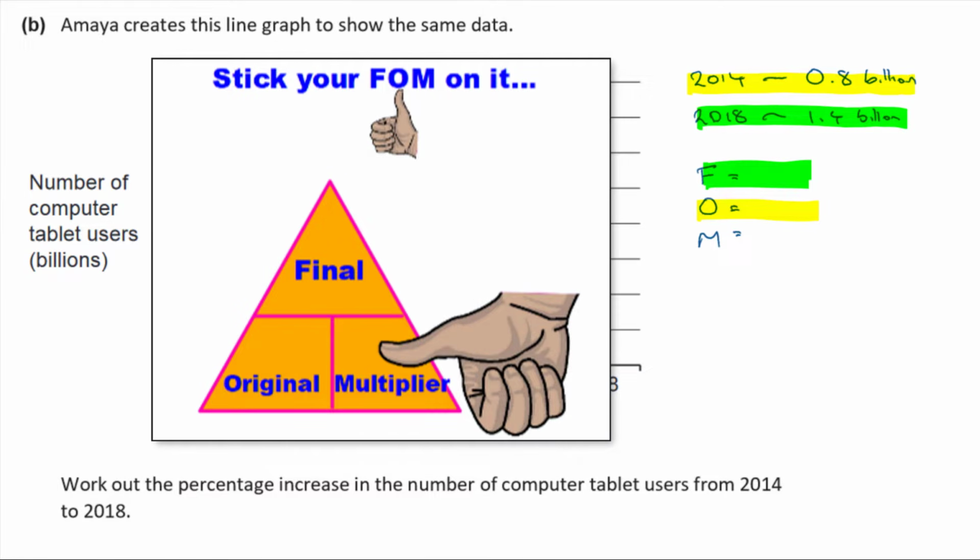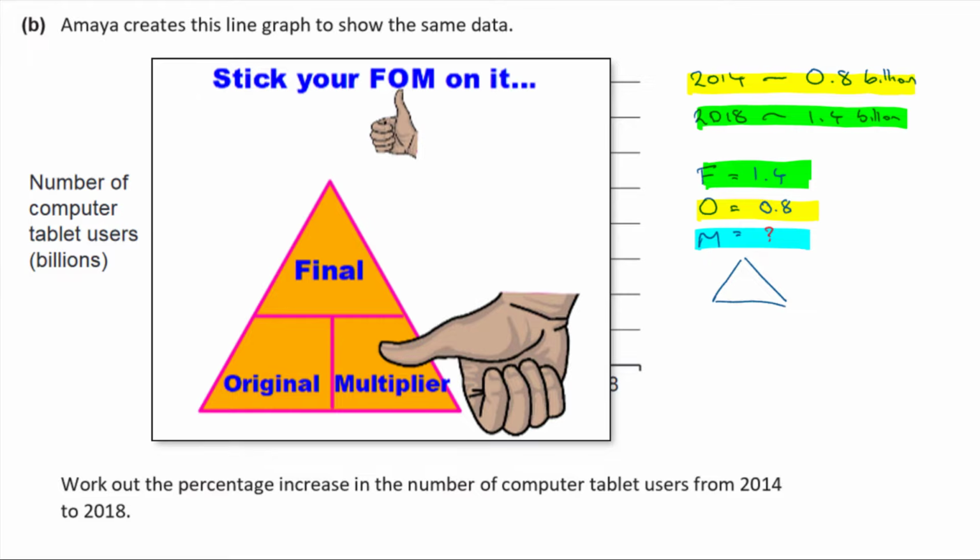Okay, because they're both in billions, I'm just going to leave them as 0.8 and 1.4, because I'm going to divide them one by the other anyway, so the billions will cancel each other out. So I'm just going to say that's 0.8, and that's 1.4. And then what we need to work out is the multiplier. That's the thing we don't know, isn't it?